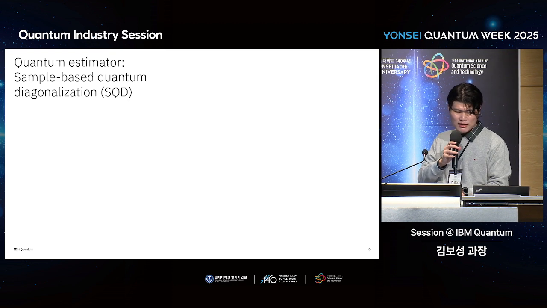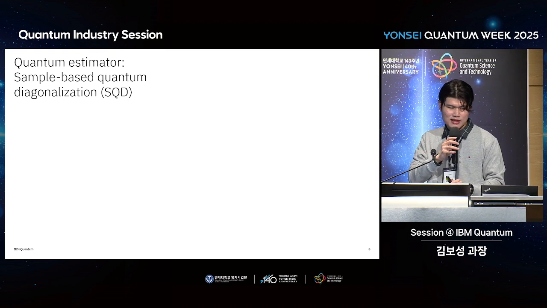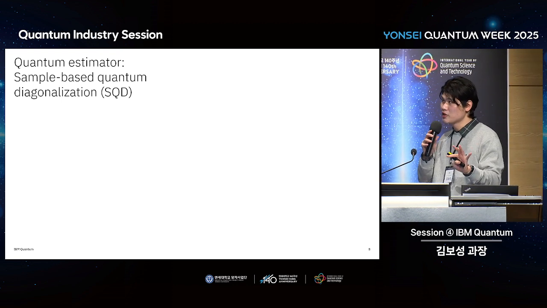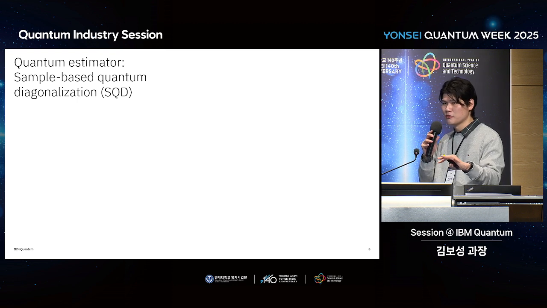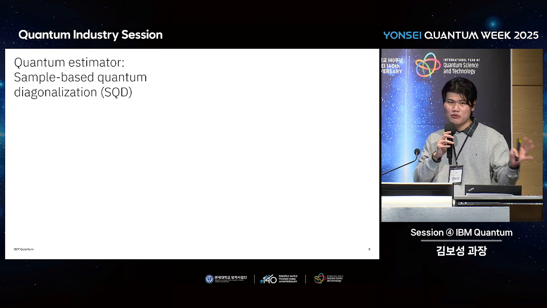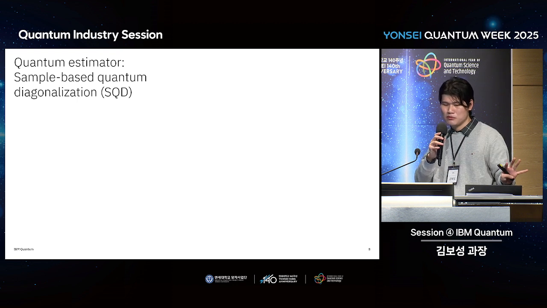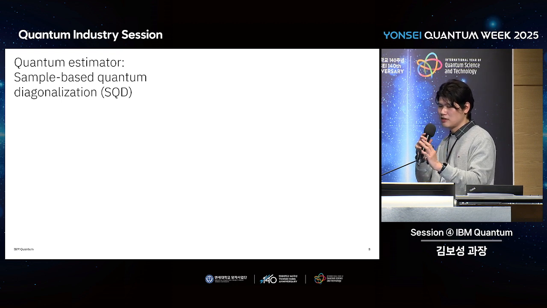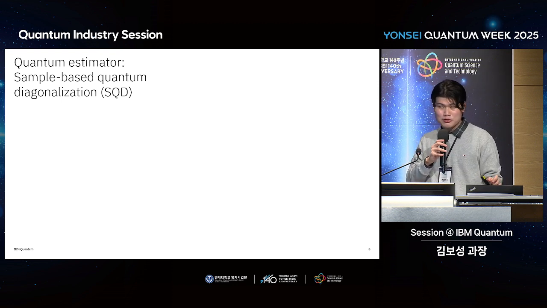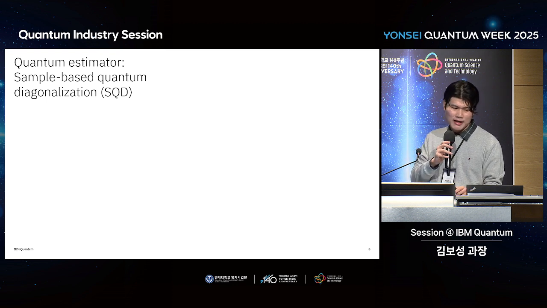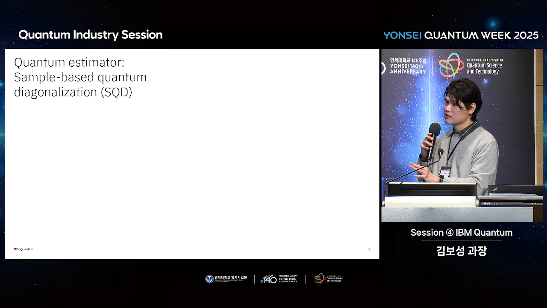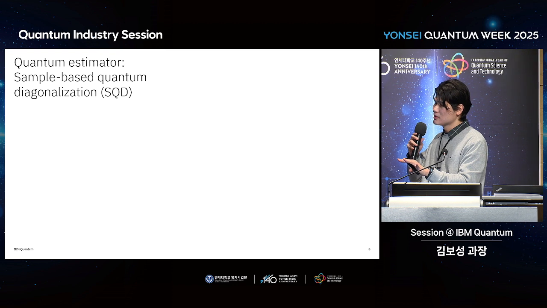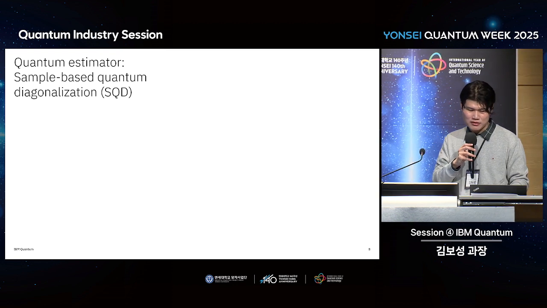Quantum estimator, we call this whole protocol sample-based quantum diagonalization, SQD. So we are using some samplers. If you are familiar with this area, you may notice that previously we also used an estimator, which is focused on obtaining the expectation value from our experiments. But now we are looking at a sampler, and we have these samples, and we are looking into these samples to get some signal of chemical reactions or chemical bondings or any other things.